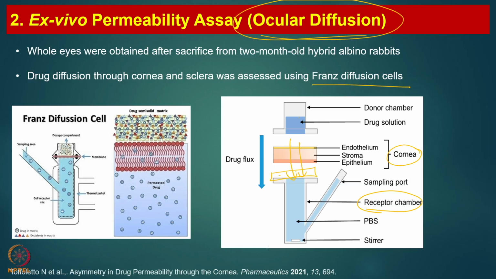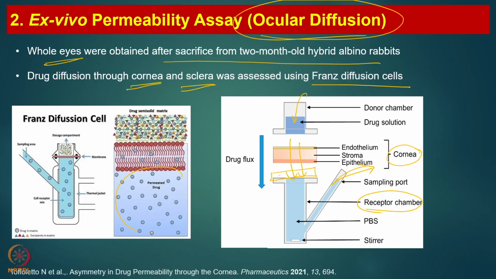After that we will place this and also keep the donor here, and then we will place our formulation into this. At different time intervals we will collect the sample and also maintain the sink conditions. After that we will see how much drug is permeating from your formulation. So here we need to take the eye, sacrifice it, take the cornea and then do the diffusion studies. We can take the cornea as well as the sclera.